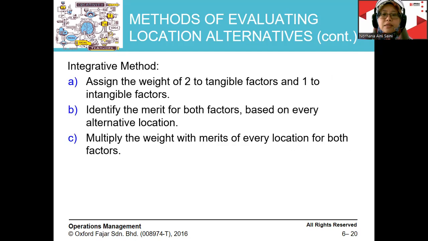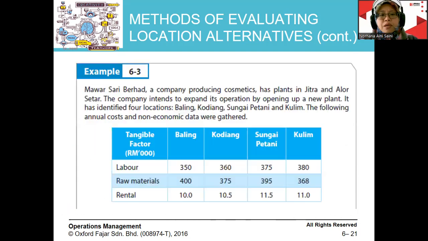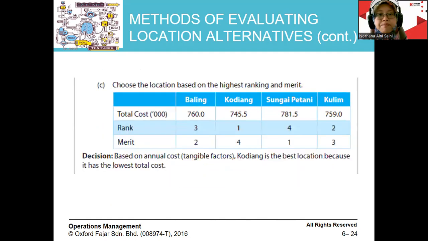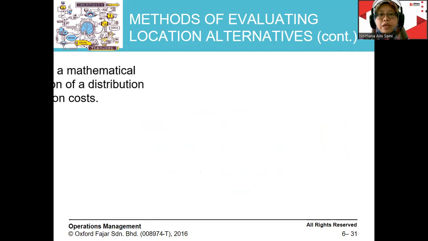Under the factor rating technique, we have another one, the integrative method. This is the way you use the integrative method. That's why I say there's no need to use them one by one. And this is an example for the factor rating technique. That's why I say I will not go through it in great detail.